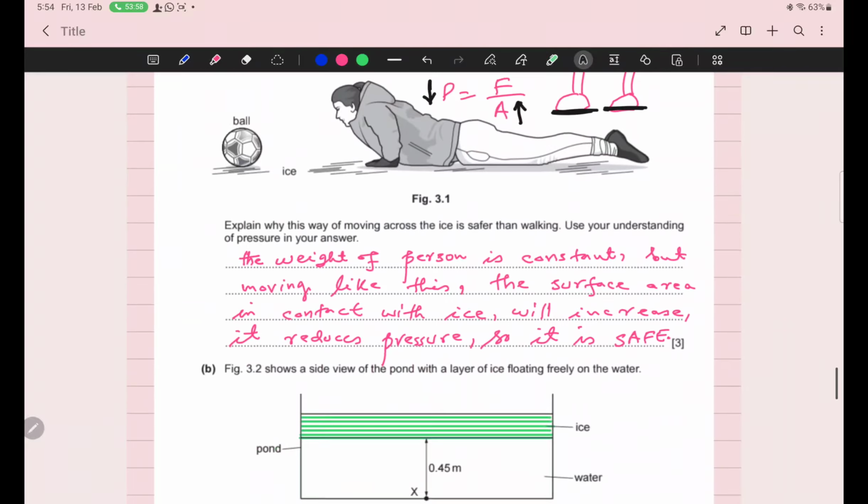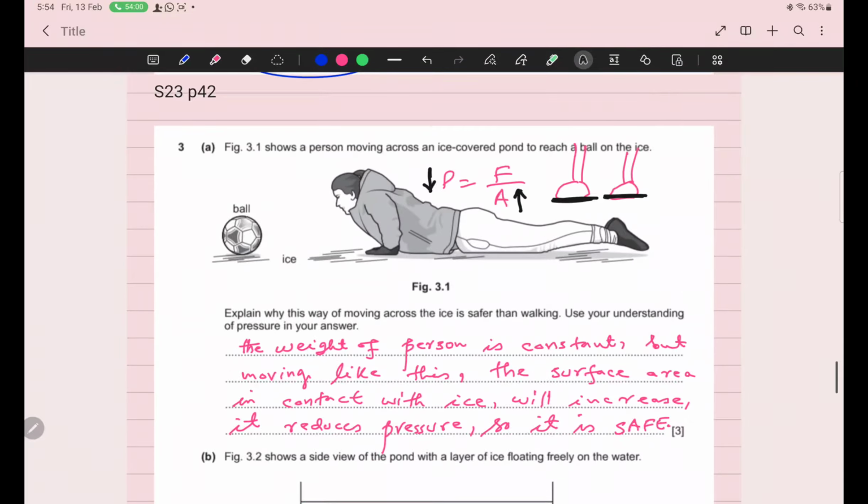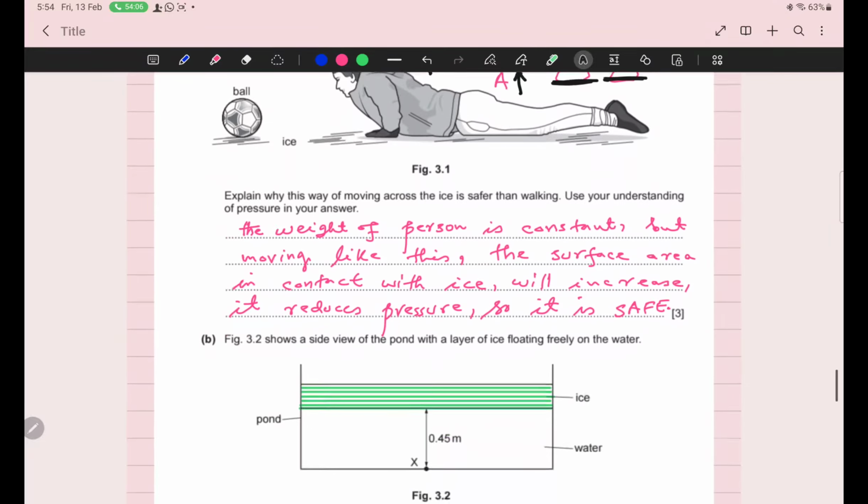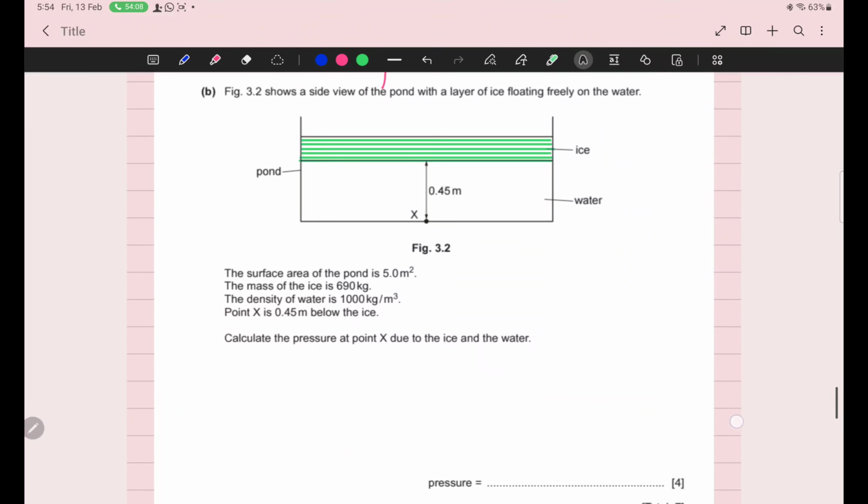And now the last question of today's class. The question is June 2023, paper 42. First part we have already solved, and the second part we are going to solve. I am stopping recording.